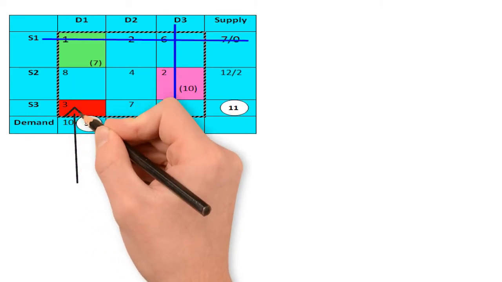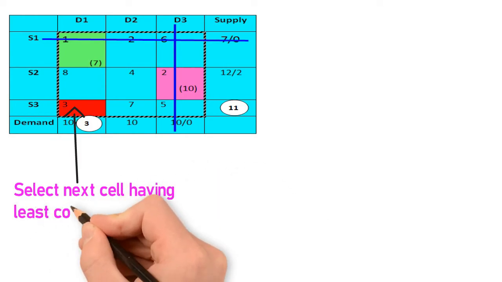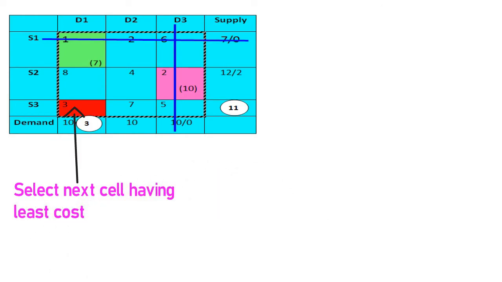Now we have to select the next cell having minimum cost, that is out of 8, 4, 3, 7 we have to select the minimum value. So here minimum value is 3, that is S3 D1 cell. If you observe, for this cell supply value is 11 and for the same cell demand value is 3, that is available units are 11 and requirement is of 3. So whatever requirement is there, we have to allocate that much number of units to the selected cell.